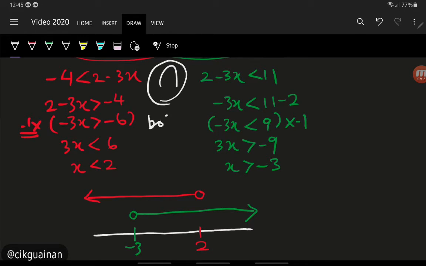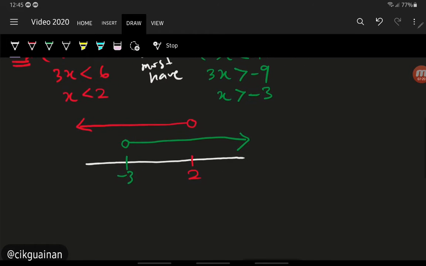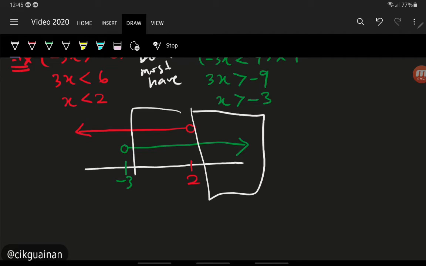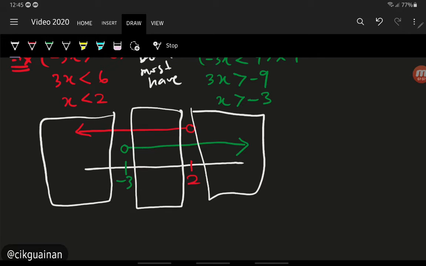Now we are looking for the intersection, which means both must have. So for this one, we have 3 separate areas that we are looking at. This is the first one, minus infinity to 2. The second one is from minus 3 to 2. And the third area that we are looking at is from minus 3 until positive infinity.